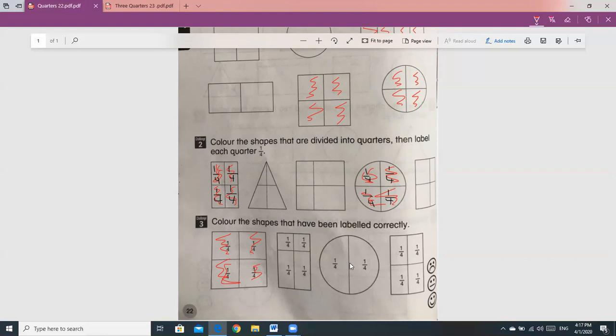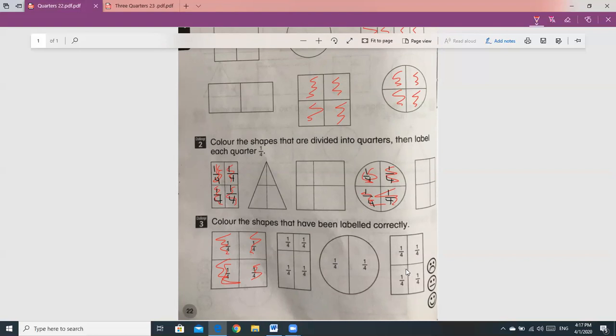Okay. This is quarter? No, it's not divided into, it's divided only into two parts. It has to be what here? Half, not quarter. Excellent. It's divided into two parts, and we say quarter is divided into four equal parts. Is this divided into four equal parts? No, so it's wrong. I'm not going to color it.